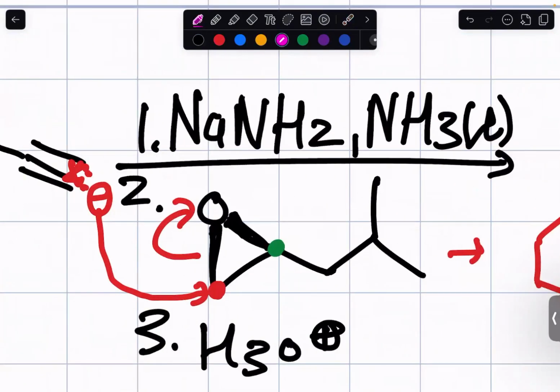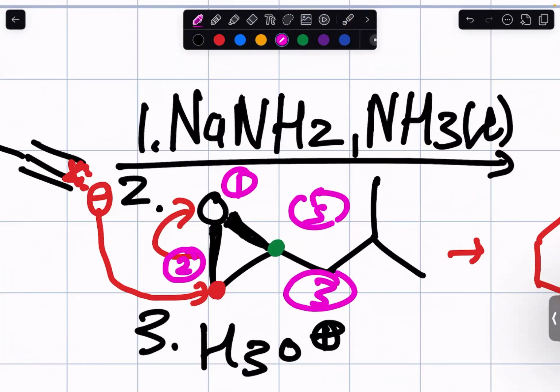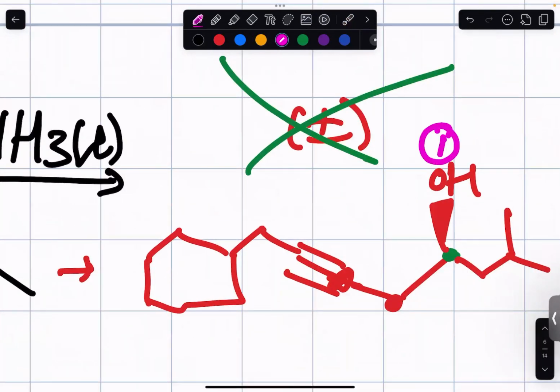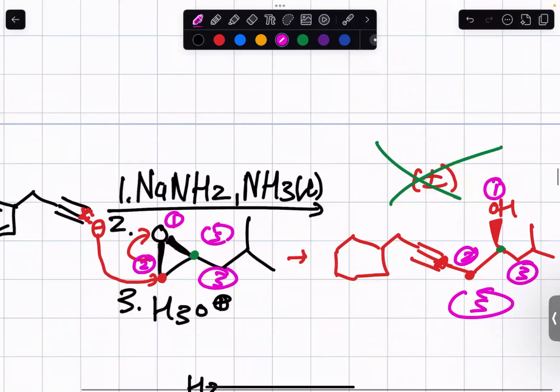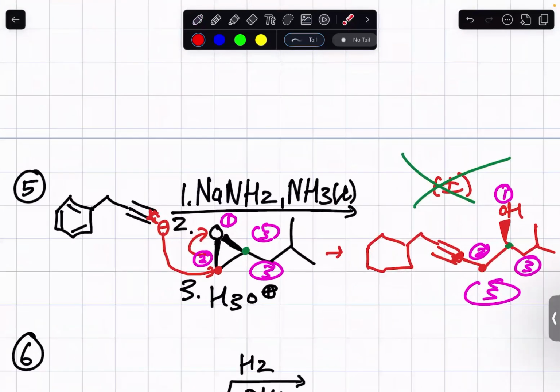So this one here will be 1, 2, 3, S. This one here will be 1, 2, 3, S. And it has to stay as S because nothing touched that green carbon. No inversion of stereochemistry, no randomization of stereochemistry.